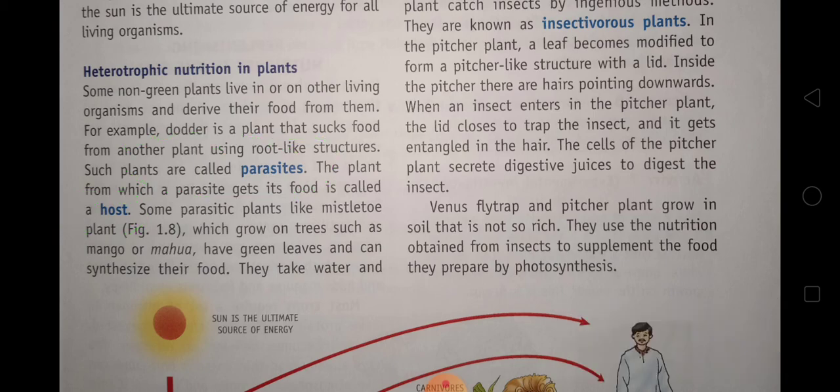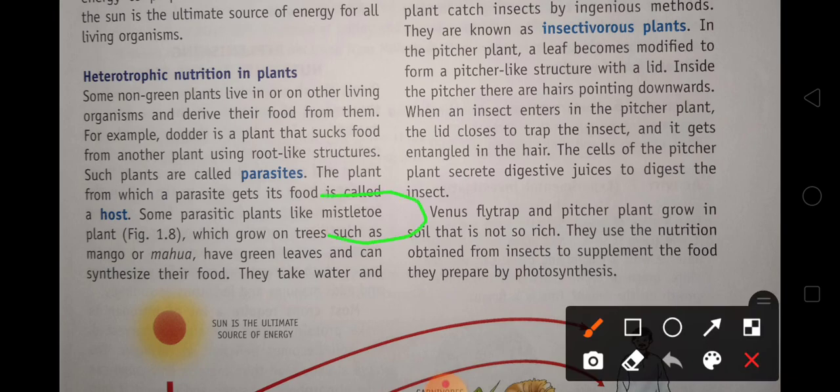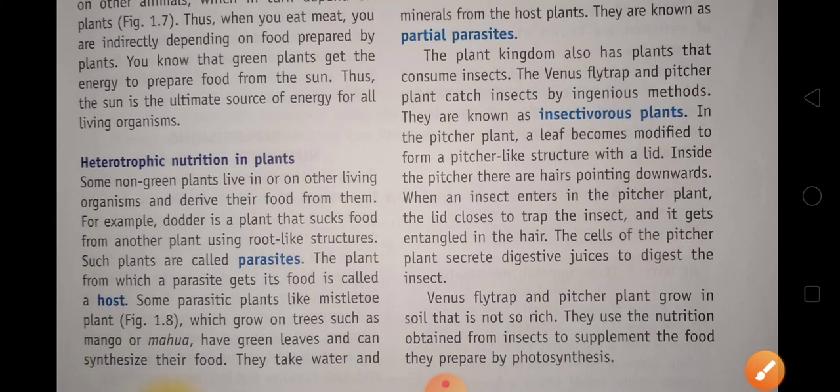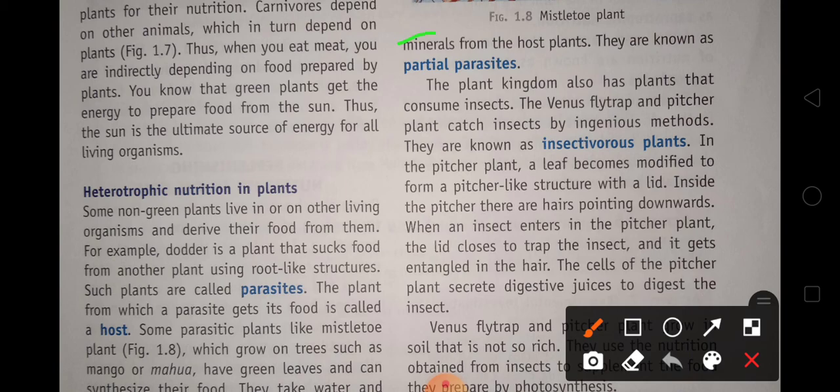We can say here one more example. Mistletoe is a parasitic plant which grows on other trees like mango and mahua, because they have green leaves and can synthesize their food. These types of plants have chlorophyll. They can prepare their own food by photosynthesis, but they attach to other plants to take the water and minerals from the host plants. So these types of plants are known as partial parasites.